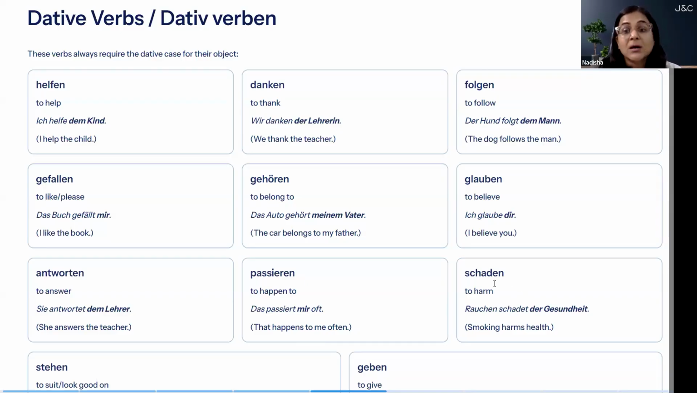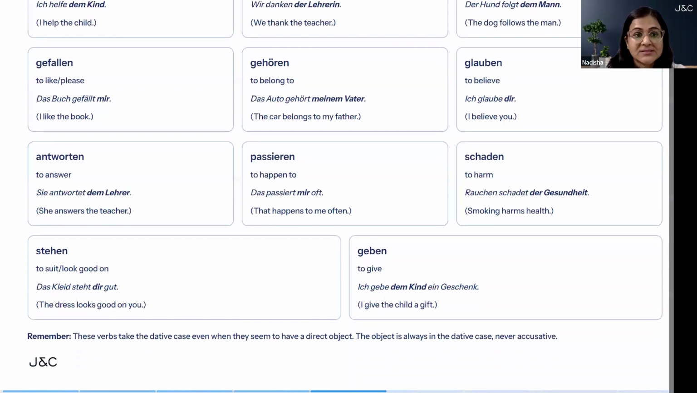Next is schaden. Schaden is to harm. Rauchen schadet der Gesundheit. Okay, smoking harms the health. Now, because of schaden, Gesundheit here becomes dative. So it is actually die Gesundheit, feminine, but in dative it is der Gesundheit. Next is stehen. Stehen is to suit or look good on. Das Kleid steht dir gut. The dress looks good on you. So dir here is a dative pronoun because of the stehen verb here.